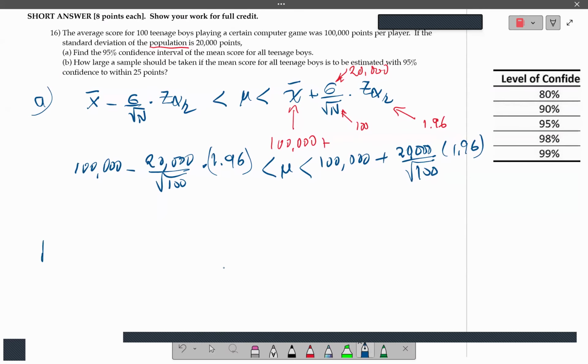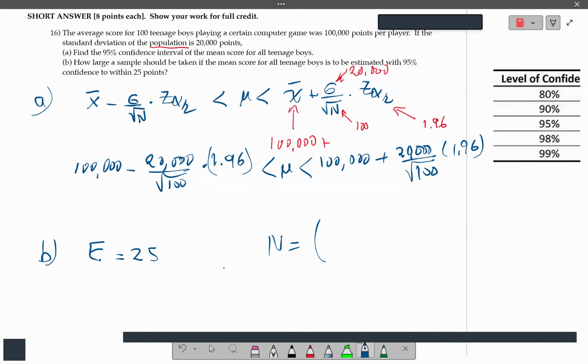B. B is asking you about how large a sample should be taken if the mean score for all teenage boys is to be estimated within the 95% confidence interval within 25 points. So the 25 points, that's going to be the E, all right, that's the error. And they are asking about the N.